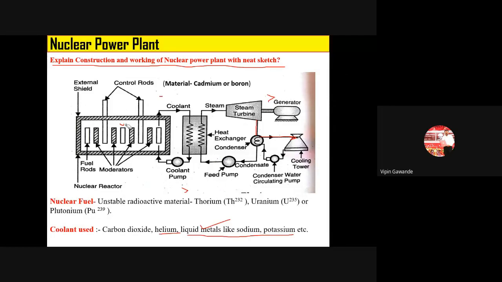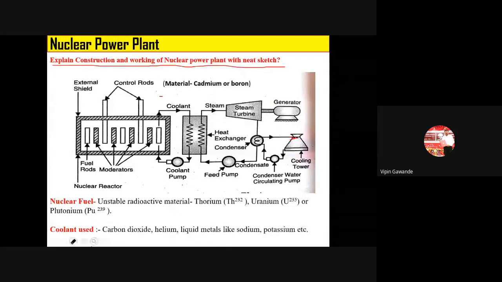So this is the working of the nuclear power plant. It is just similar to the thermal power plant. The only difference is that instead of the boiler, we are using a nuclear reactor here.